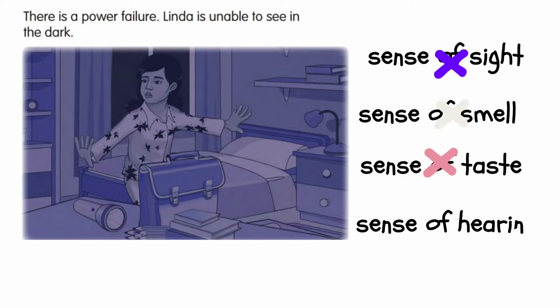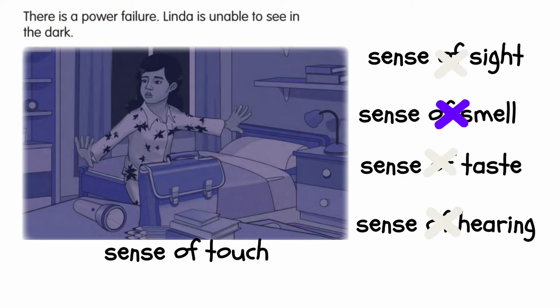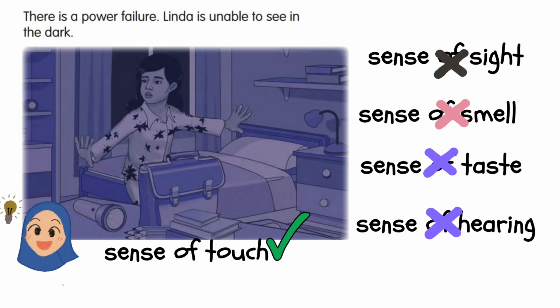Okay, how about sense of hearing? Can she hear the torch? No, she can't hear because the torch did not produce any sound. Okay, tak ada bunyi, so she couldn't hear it. So what sense can she use? Yes, she can use her sense of touch to look for her torch. Alright, she can touch the torch. Okay, she can touch the objects.